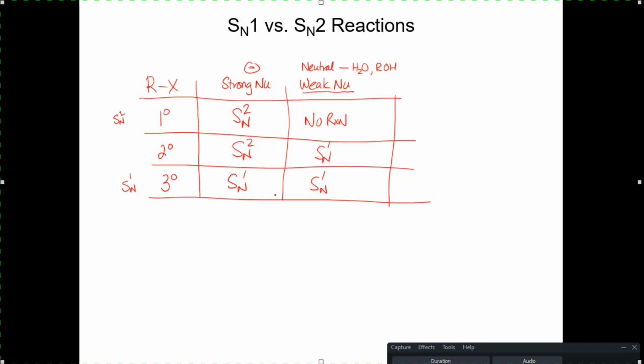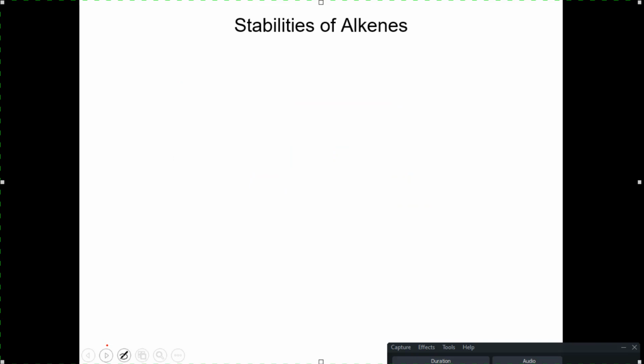Tertiaries only do SN1. Primaries only do SN2. Neutral nucleophiles can only do SN1s with halides that can form stable carbocations. So right now this table kind of makes sense. It might be a little oversimplistic, but that's okay. We'll make it more complicated as we go along. Okay? So that's how we're going to predict the mechanism of the reactions.